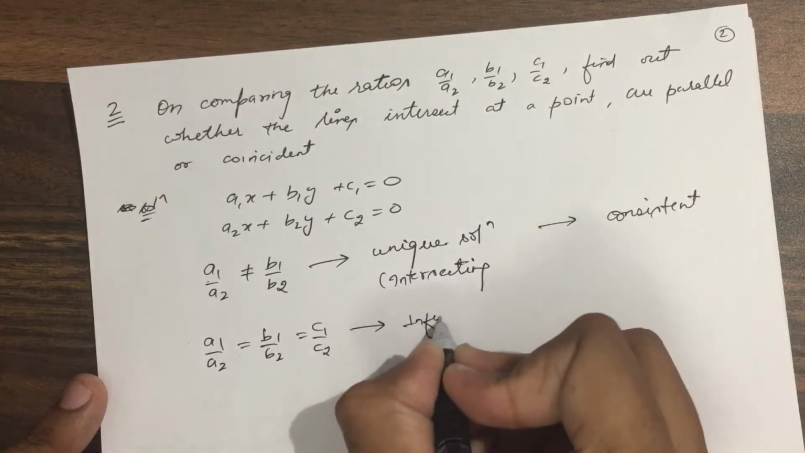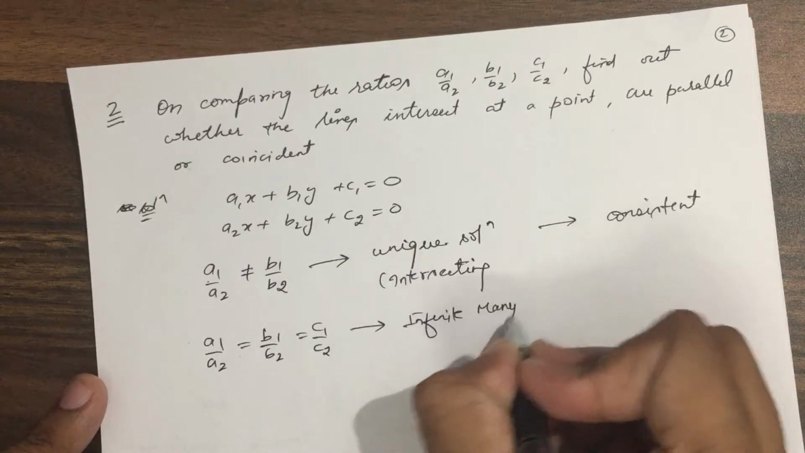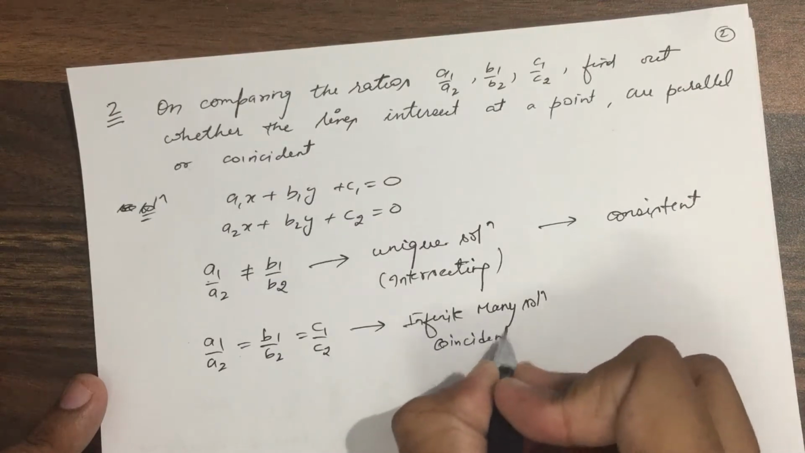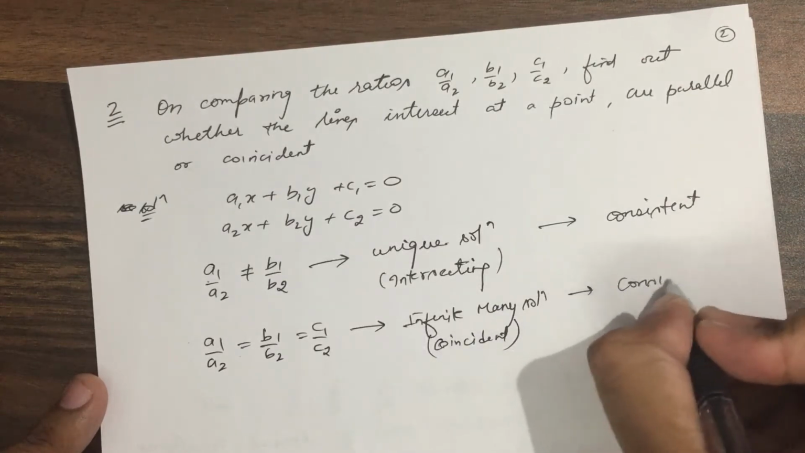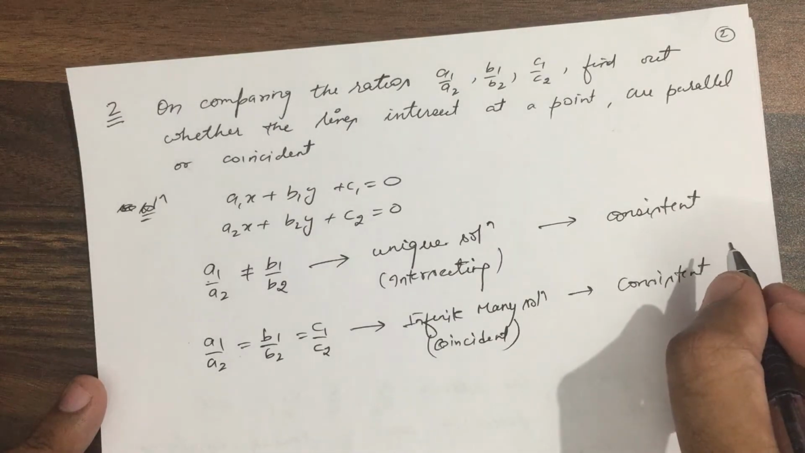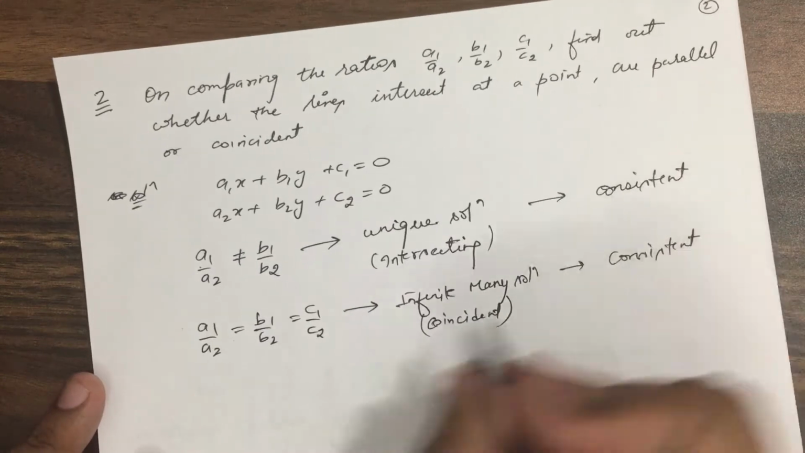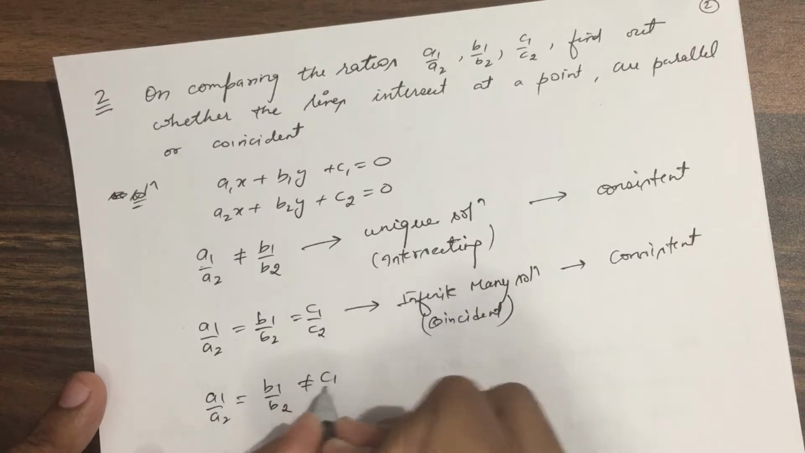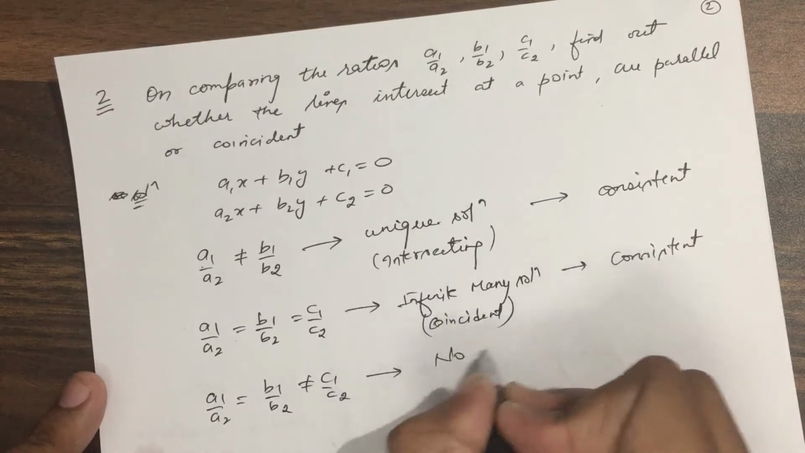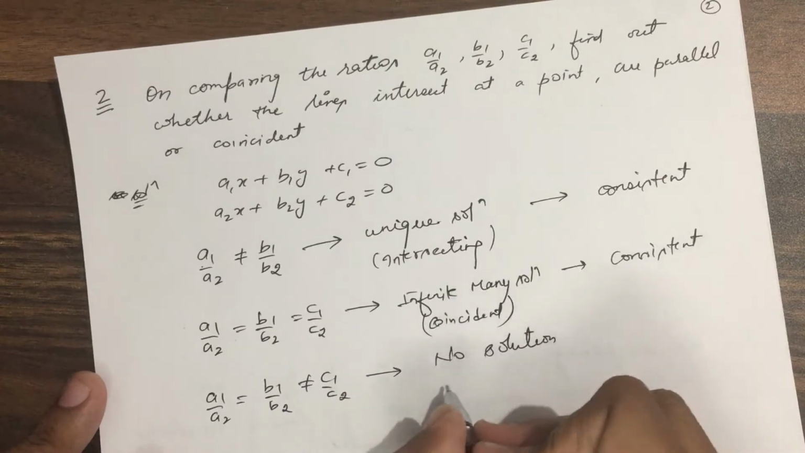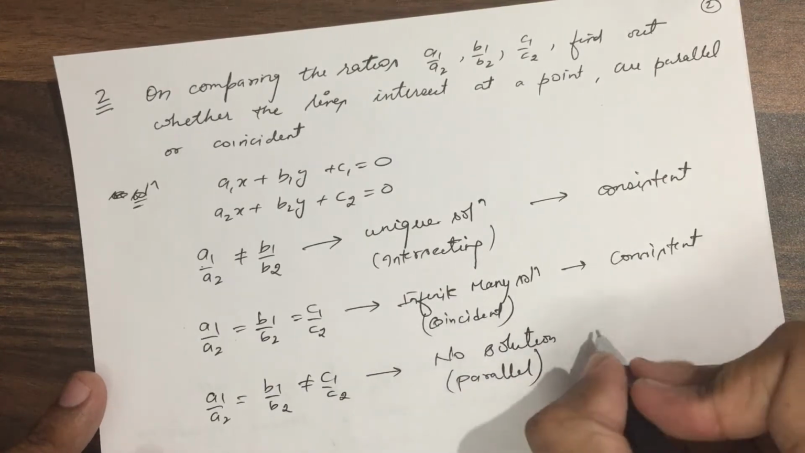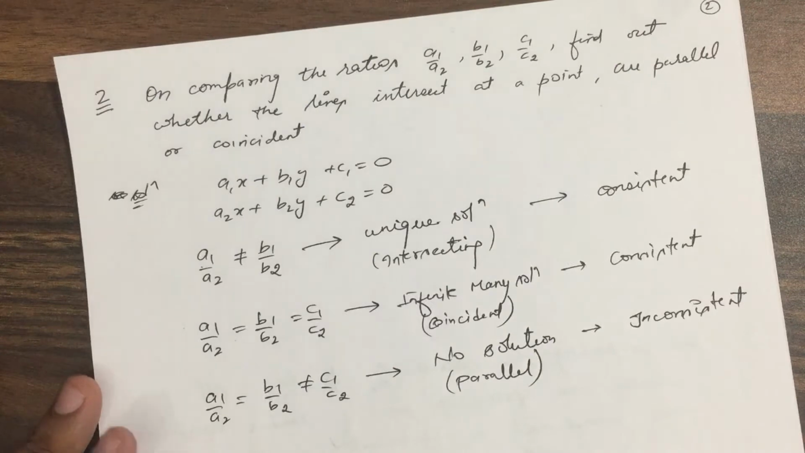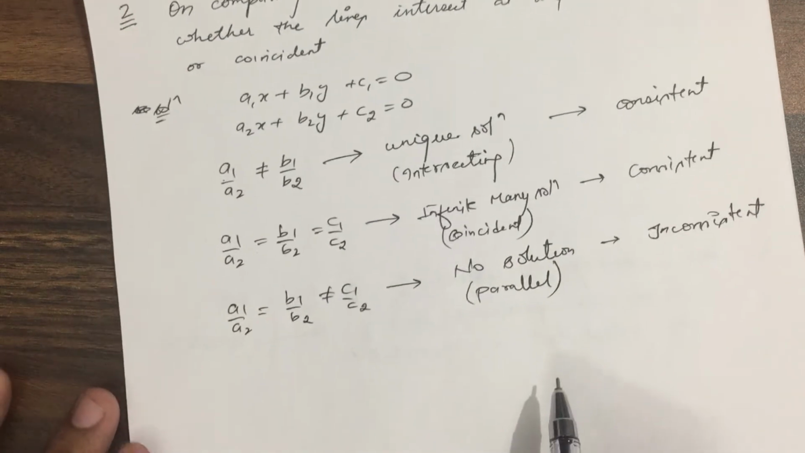Similarly, when a1 upon a2 equal to b1 upon b2 equal to c1 upon c2, there will be infinitely many solutions, or we can say the lines are coincident, and the solution is also consistent, because a consistent solution has at least one solution. And the last one is a1 upon a2 equal to b1 upon b2 not equal to c1 upon c2. This will give you no solution, and the lines will be parallel. We can say the solution is inconsistent. This is what we will use in the second question and the next question, in the third question.